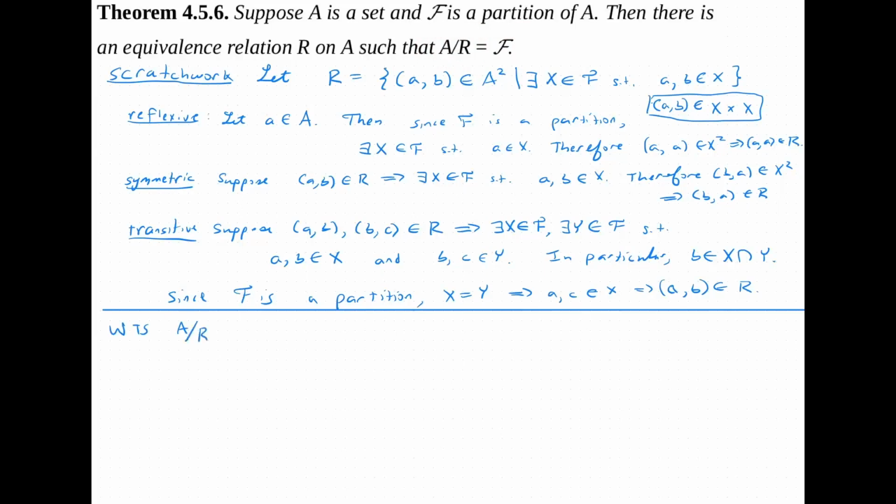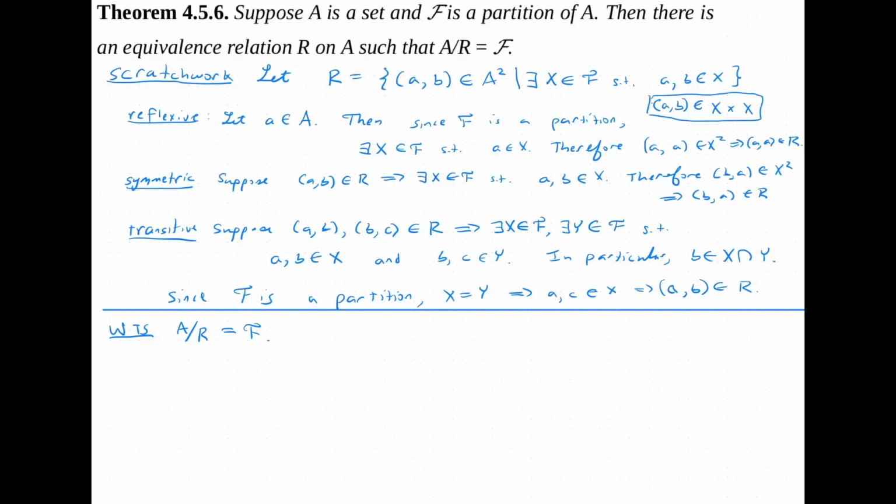So we have A mod R. We want to show that this is equal to our partition F. Alright, so we're going to do a double set inclusion. So we want to show that A mod R is a subset of the family of sets, and we want to show that the family of sets is also a subset of A mod R. If we show both of those subset containments, then we will have A mod R is in fact equal to F. So let's go ahead and get started.